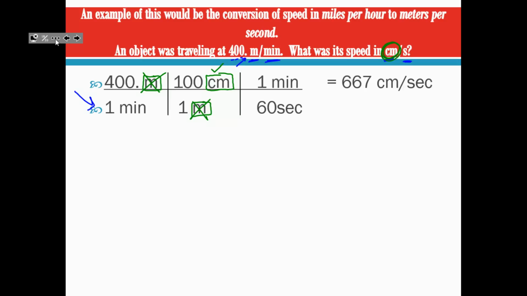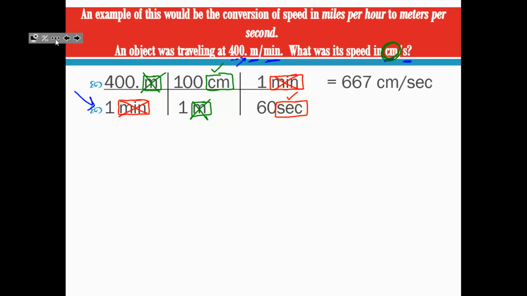Then I'll change colors here. I'm going to go back, and now I want to go minutes into seconds. Minutes is on bottom to begin with. So that's why you'll see minutes on top here. They have to cancel out top and bottom. And the conversion factor is for every 1 minute, that equals 60 seconds. So now I have seconds on bottom.